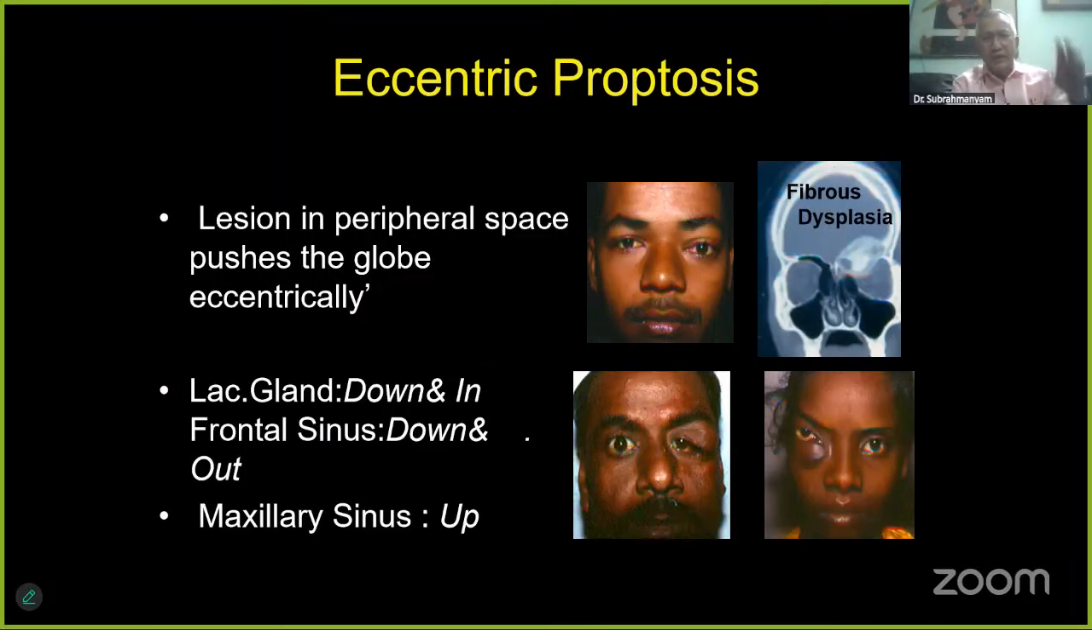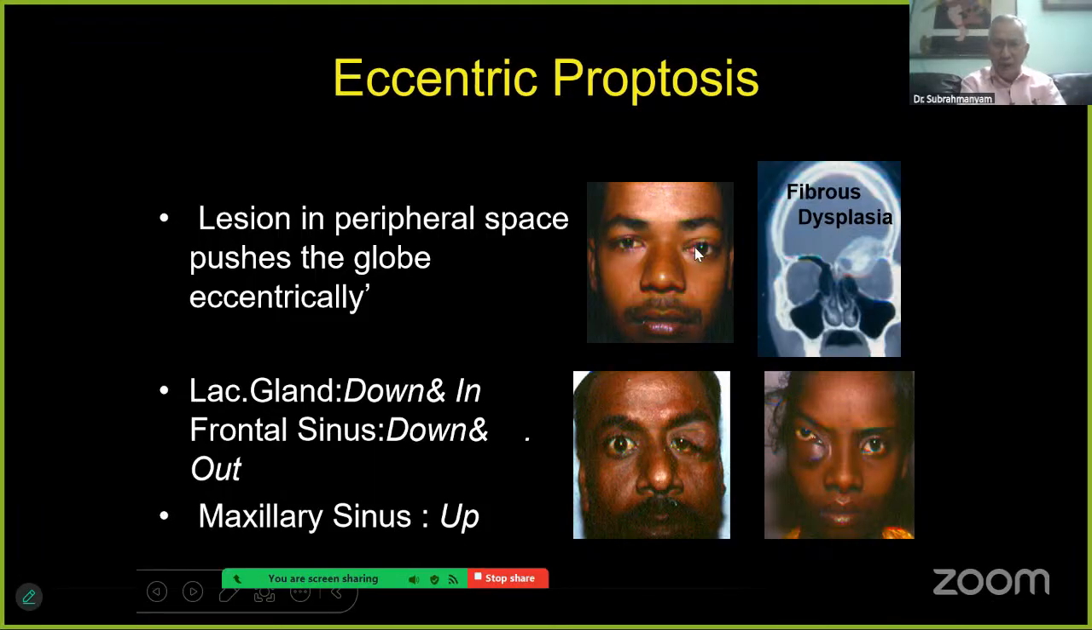Eccentric proptosis: whenever there is a mass in the peripheral surgical space, it pushes the eyeball down. Here you can see a proptosis with the eyeball pushed down and out. This is the normal eye, and this is the down and out. This is because of a frontal sinus lesion or superior orbital lesions, and this is actually a fibrous dysplasia of the frontal bone. Here the eyeball is pushed down and in, and you can see a swelling here. This is a lacrimal gland tumor.